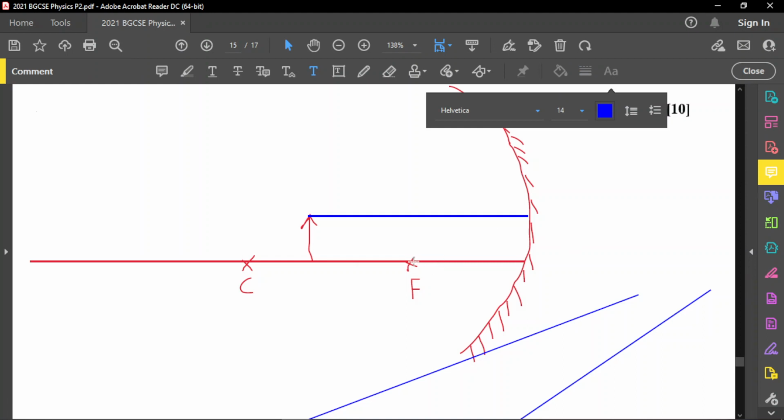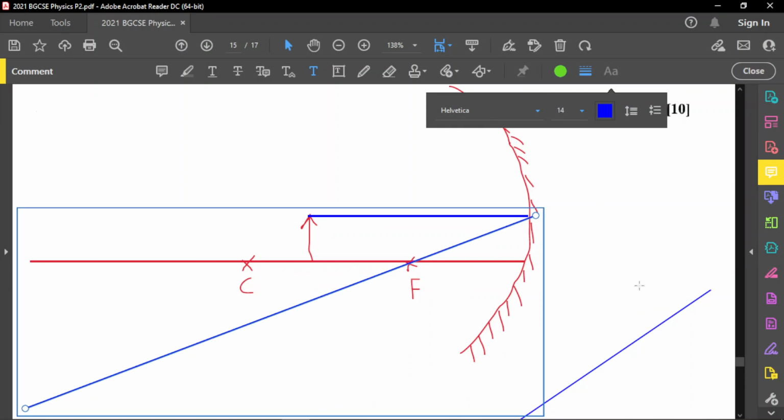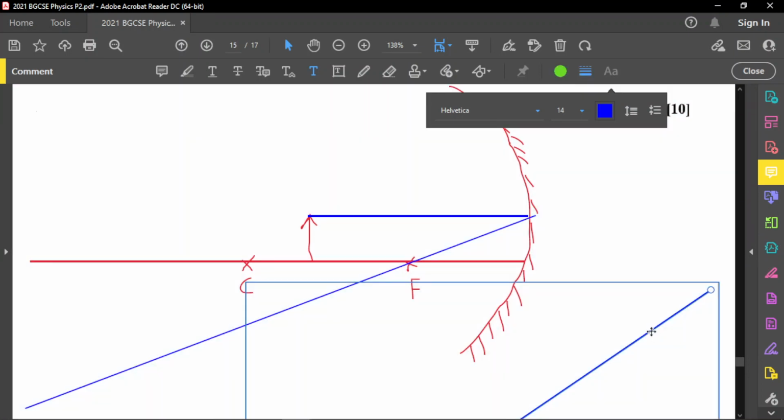So it's parallel to the principal axis, right? Then what you're going to do is take a line and run it through F to where the line from the object actually meets the mirror. You're going to have that line. The next thing, after you have done that, you want to run the next line from the top of the object straight through C or 2F.